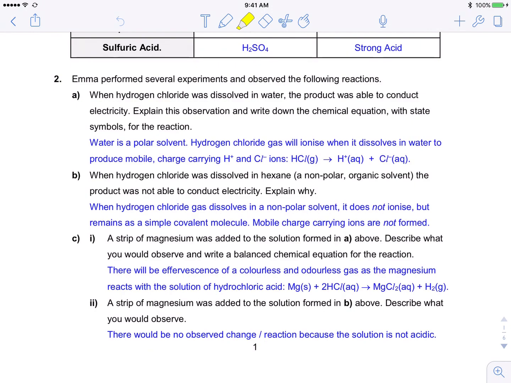Firstly, we see that Emma performed several experiments and observed the following reaction. Hydrogen chloride dissolved in water, we get something that can produce electricity. So the first thing you need to ask yourself is, when can something conduct electricity? We need free mobile charged particles. Okay, to conduct electricity, we need free mobile charged particles.